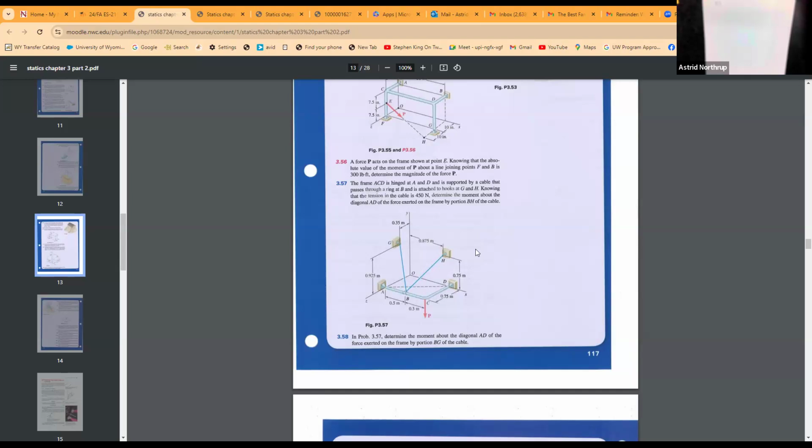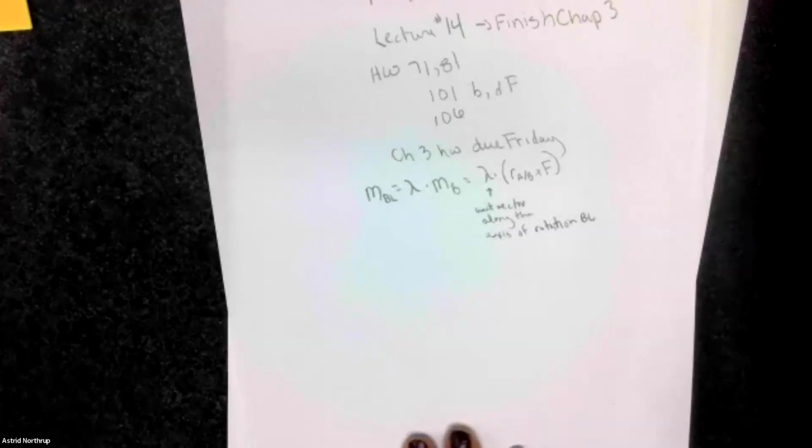Knowing that the tension in the cable is 450 newtons, determine the moment about the diagonal AD of the force exerted on the frame by portion BH of the cable. All right, so what we have is a few different things. We know that our moment, I better put this back up. Hang on, this is where I have to keep sharing and unsharing.